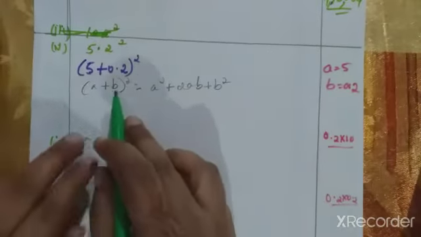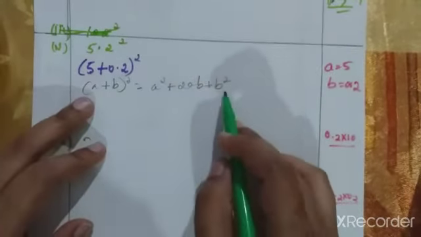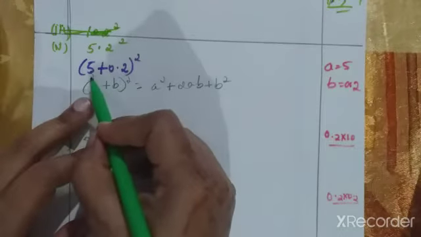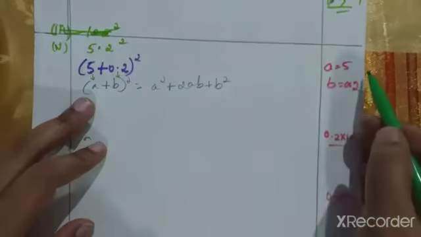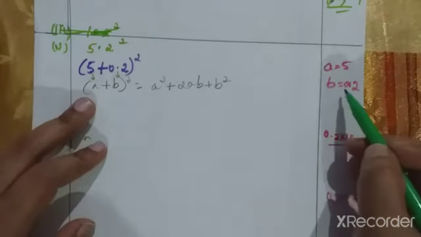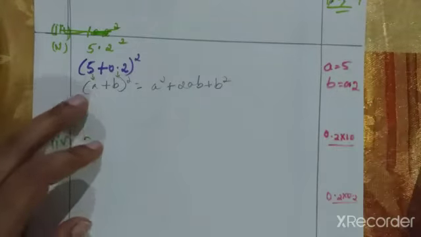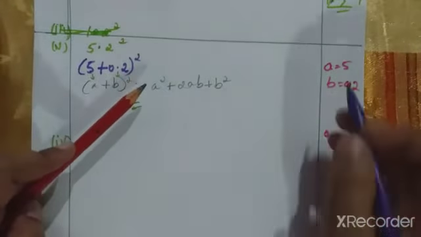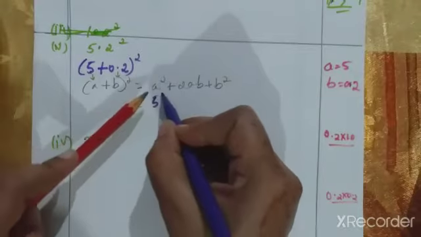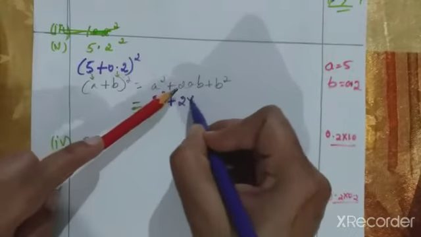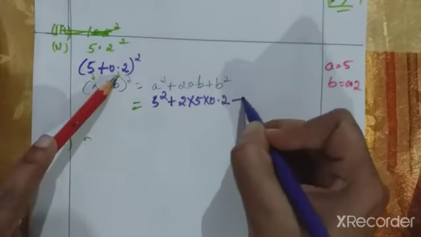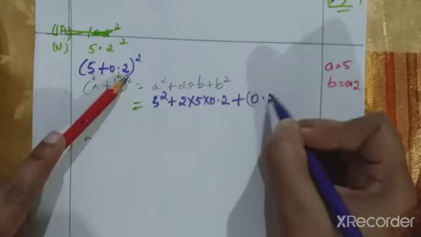Here a plus b whole square equal a square plus 2ab plus b square. This formula we are using here. So a value is 5 and b value is 0.2. That we have written here. Now we have to apply the values here. A square means how much? A square means 5 square, plus 2ab means 2 into a value 5 into b value 0.2, plus b square means 0.2 whole square.